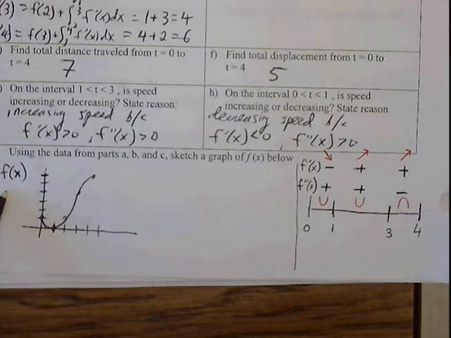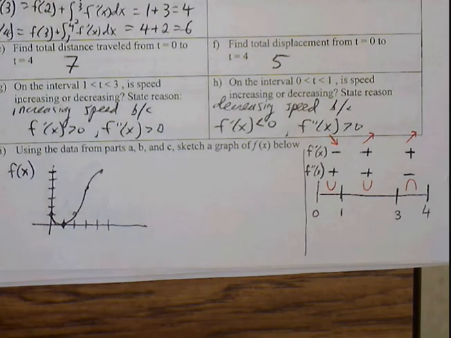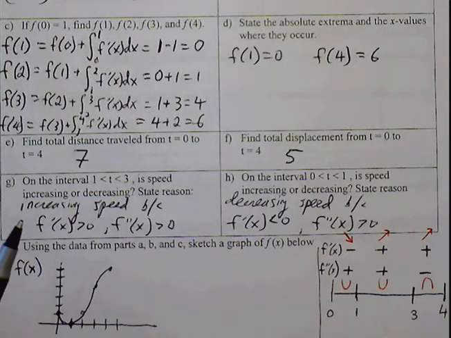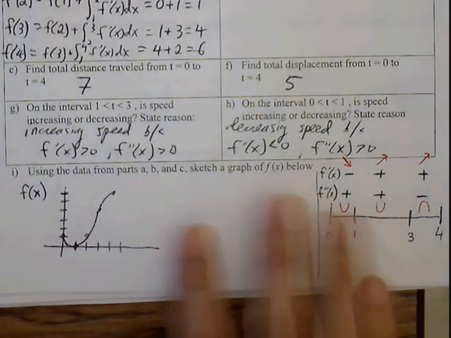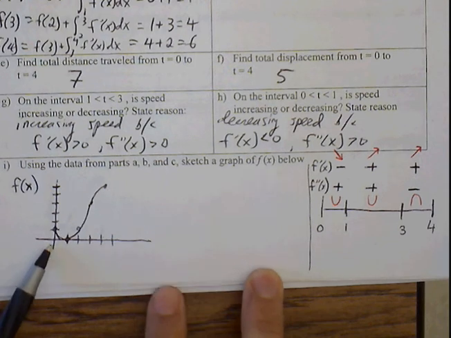Okay, part G, using the data from A, B, and C, sketch the graph of f of x below. So from C, we found all the ordered pairs, right? 1, 0; 2, 1; 3, 4; 4, 6. So first thing we do is go ahead and plot those points. Oh, and also 0, 1.